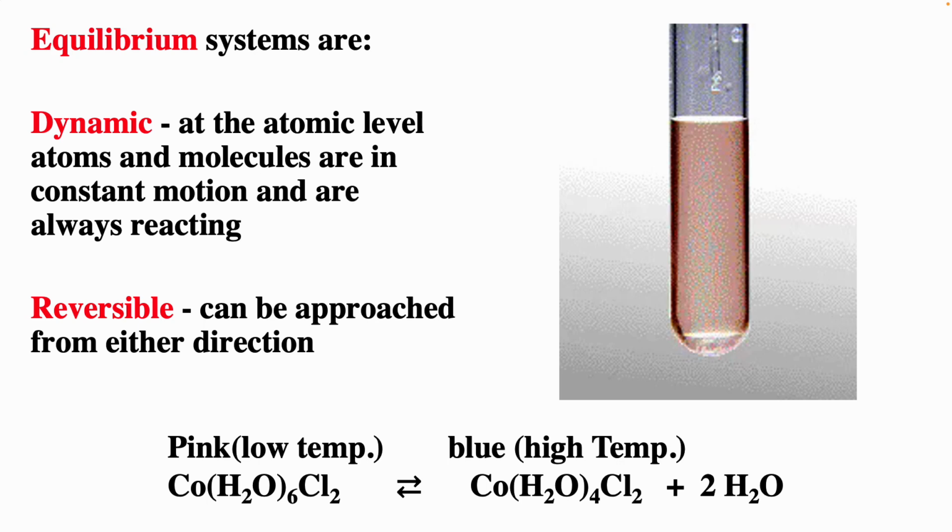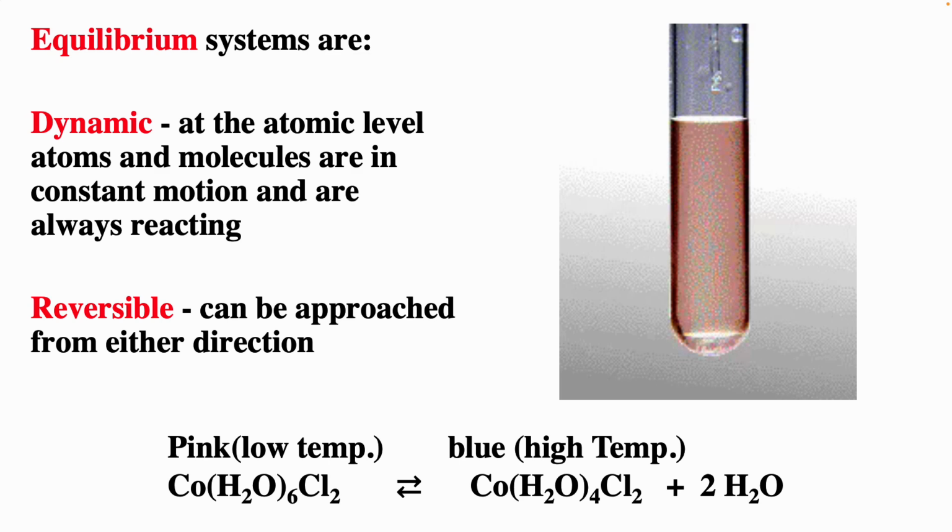So equilibrium systems are dynamic at the atomic level. Reactions are always occurring. Even at equilibrium, where the concentrations seem to be constant, you still have forward and reverse reactions. It's just that the rate of the forward reaction equals the rate of the reverse reaction.